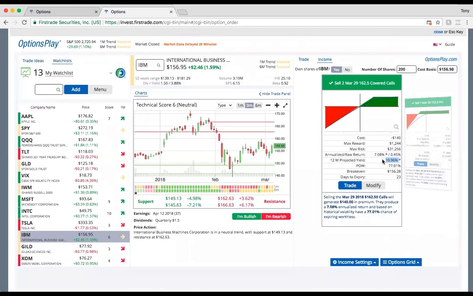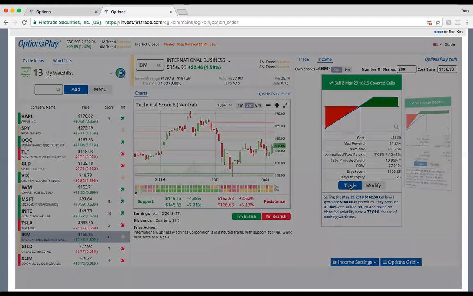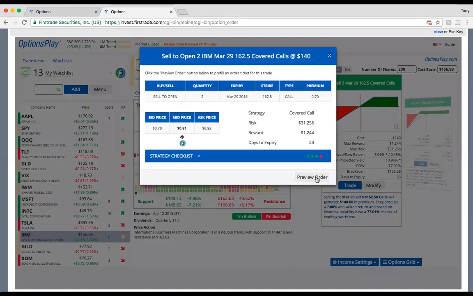Again, this is why this is the most popular strategy amongst options traders: generating yield against the stock that you own in your account. And this tool is designed to make it as easy as possible for you because you don't have to go out and search for the starting point, and it does all the calculations for you. So you can just go ahead and hit trade. And if you own this stock, you can just hit preview order, it pre-fills the ticket for you, and you can go ahead and place this actual trade, okay?